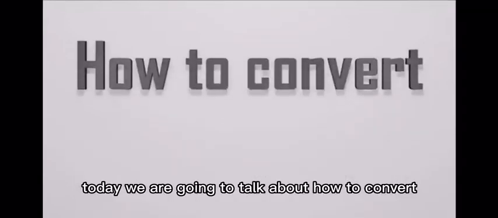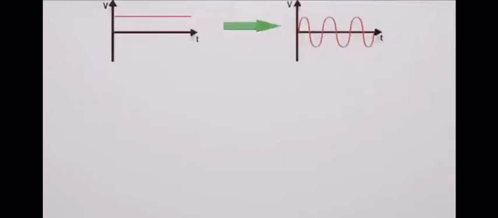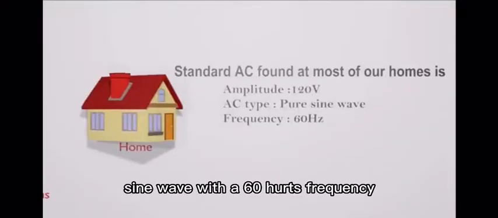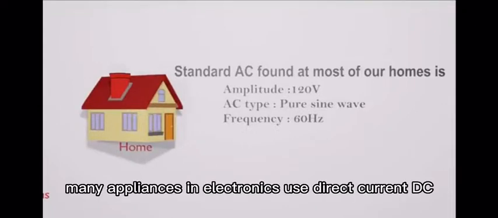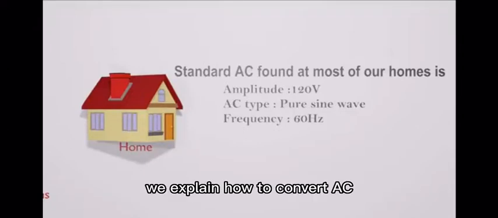Today, we are going to talk about how to convert direct current into alternating current. Found at most of our homes is a 120 volts amplitude pure sine wave with a 60 Hz frequency. However, many appliances and electronics use direct current, DC, which provides consistent power to the device. We explain how to convert AC into DC in our previous videos.